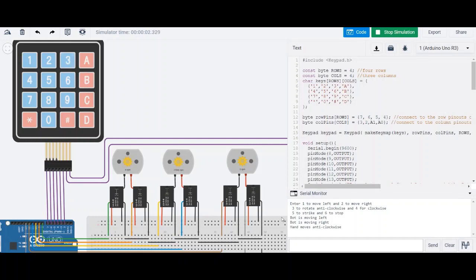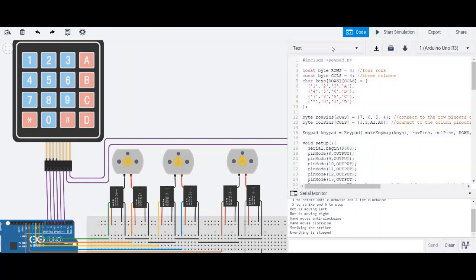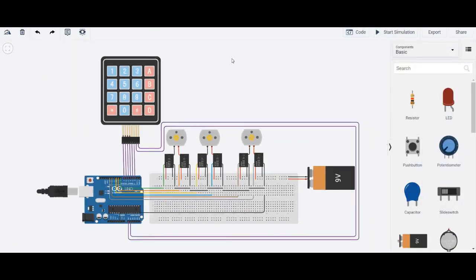And when 3, the hand moves in an anti-clockwise direction, and the same as 4, it changes its direction to clockwise. And when we press 5, then the motor strikes, which is the striking unit. And when we press 6, it stops. All the motors stop, and this is how our model works. Thank you. This was all about our course project, Carom bot.